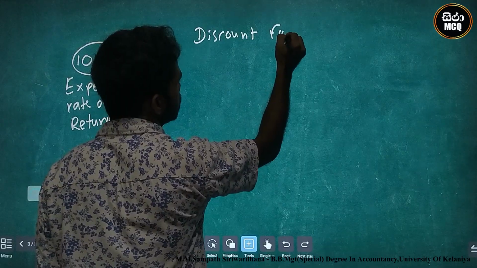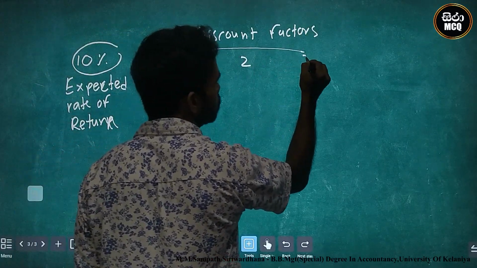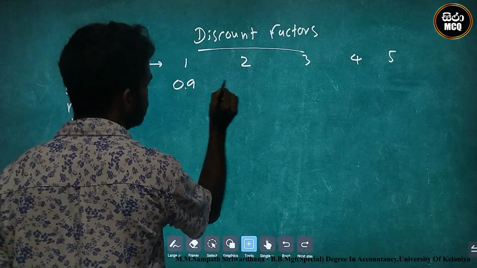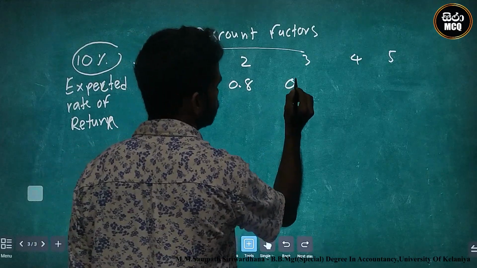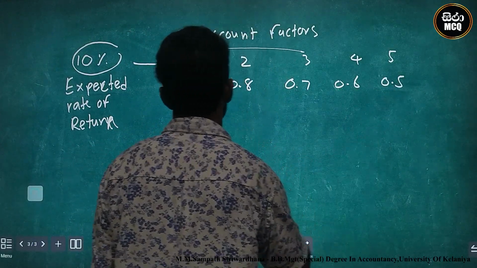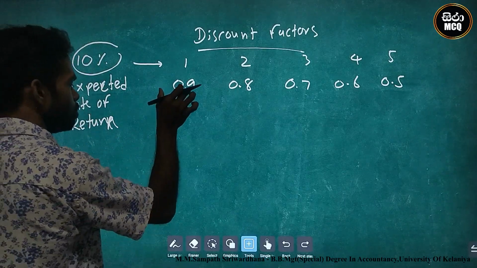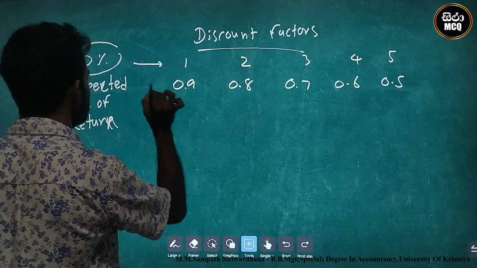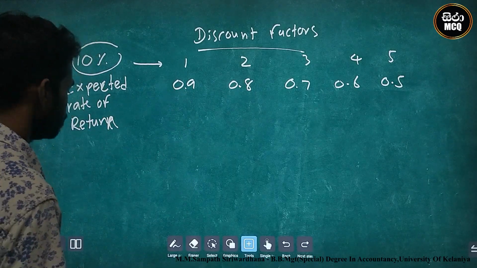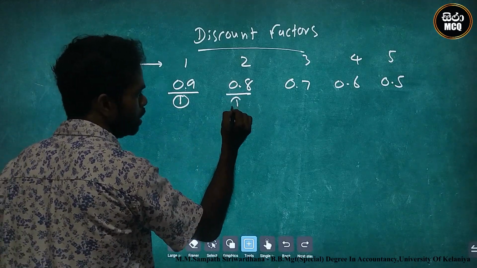Discount factors are there. These are the years, no? 3, 4, 5. Discount factors are 9%, 8%, 7%, 6% and 5%. You know these discount factors are identified through this 10% discount rate. How can we calculate this one? Look here, what is the meaning of that? This is the meaning.